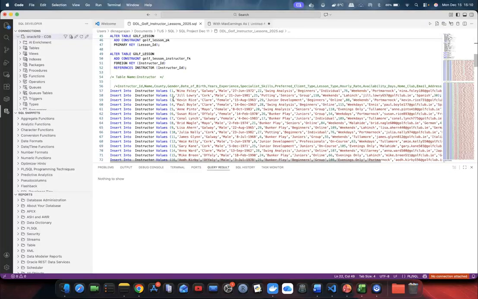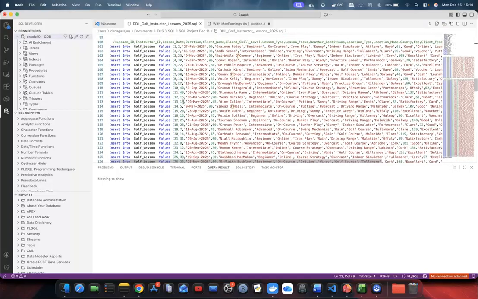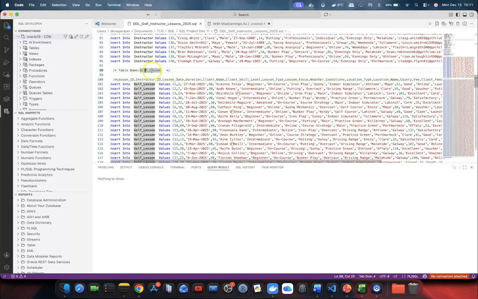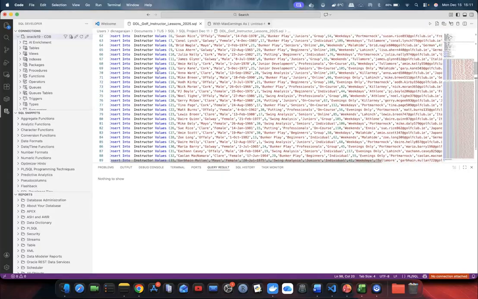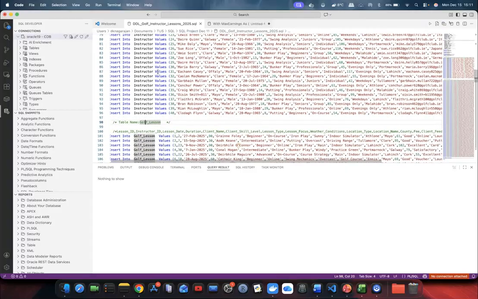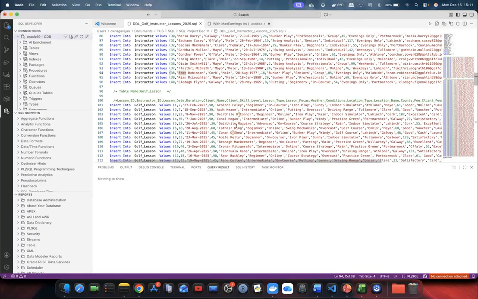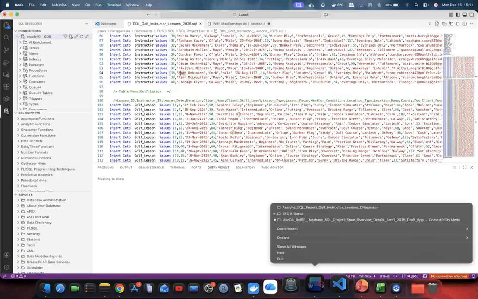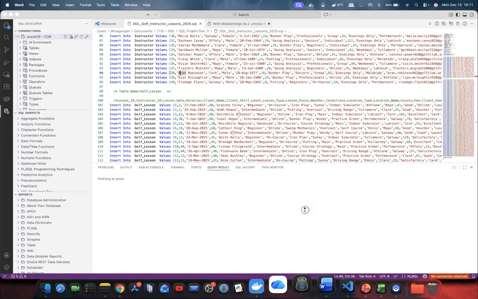In this structure, we have two tables. One is instructor, which is my primary table, I mean the parent table, and we have the golf lessons, which is my child table. The primary table consists of 40 rows and the child table consists of 150 rows. I have been given a task to write 25 analytical SQL queries, which I have already written. So I'll just open that.